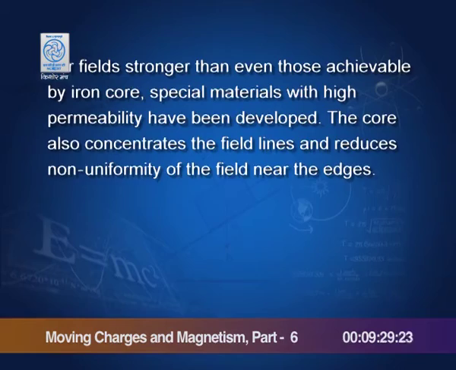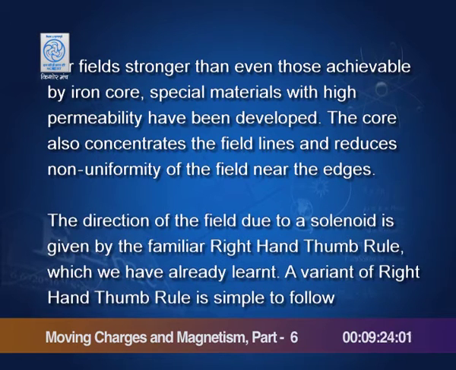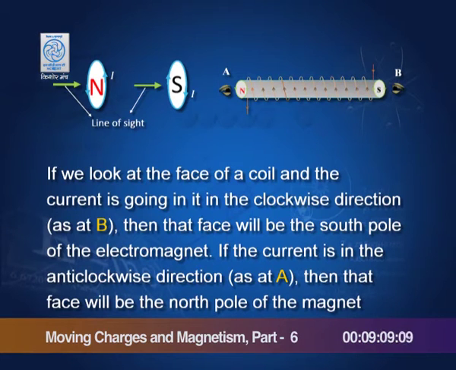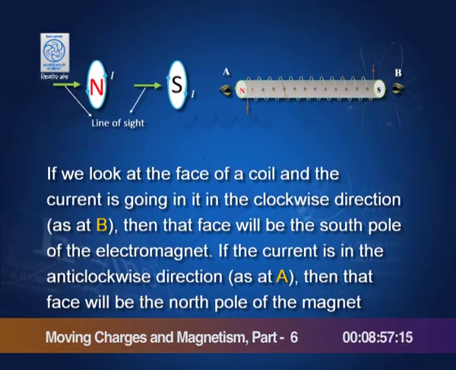So, since the field lines tend to go through the core, the field is concentrated and lies along the axis of the solenoid. The direction of the field due to a solenoid is given by the familiar right hand rule. If you are looking at a loop, and the current in the loop is anti-clockwise, then the face towards me is the north pole, otherwise it is the south pole.